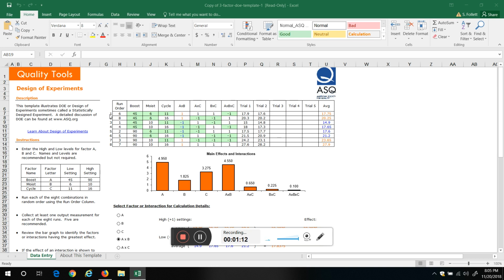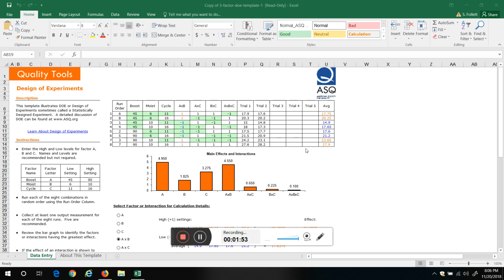And then we come up here and we'd actually do the experiment. The first one we'd do would be this one right here. We would set the boost at 45, moisture at 10, cycle at 11, and do the experiment and record our results. In this case, we did it twice. There's our average. Come here to the second experiment. Boost is set at 90, moisture at 6, cycle at 11. Run our experiment, take our results.